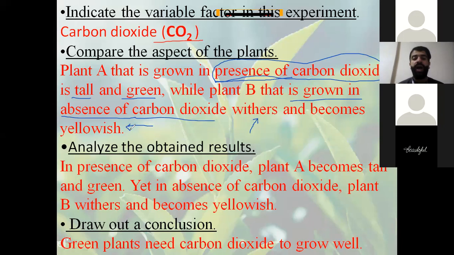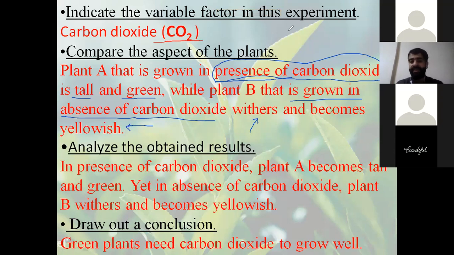So when comparing, you have to mention the variable factor. You have to say we have CO2 or we don't have CO2, we have light or we don't have light. So this is the comparison. Comparing the aspects of the plant, plant A that's grown in the presence of carbon dioxide is tall and green, while plant B that is grown in the absence of carbon dioxide withers and becomes yellowish.